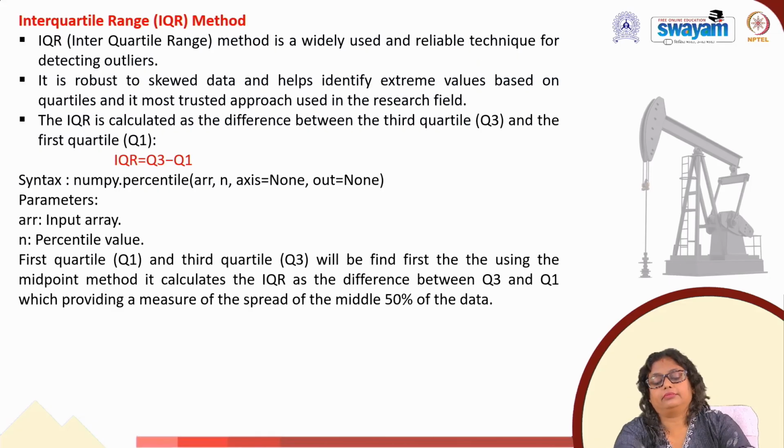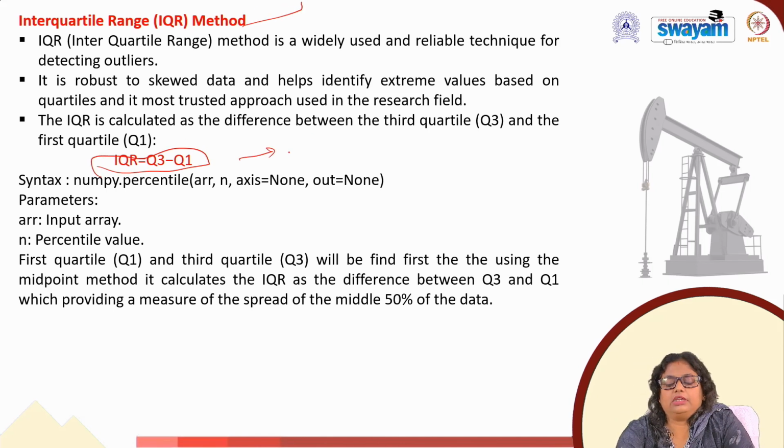Now another method for outlier detection is the interquartile range, IQR, method. We have seen IQR calculation in our box plot, so the same concept applies here. You need to calculate the first quartile, then the third quartile, and IQR will be Q3 minus Q1. It is a widely used and reliable technique for detecting outliers. It is robust to skewed data, helps identify extreme values based on the quartiles, and is the most trusted approach in the research field.